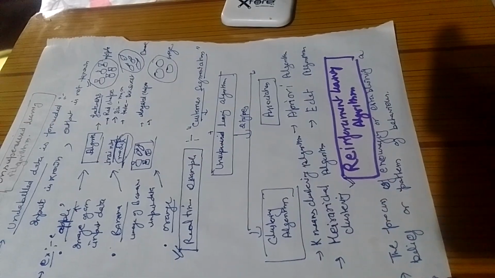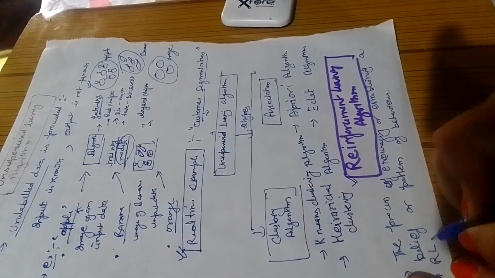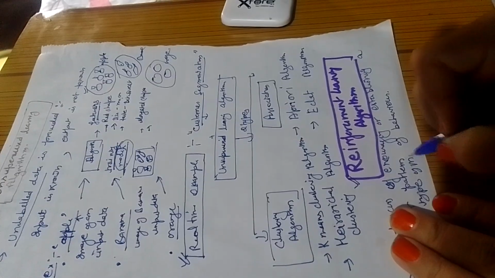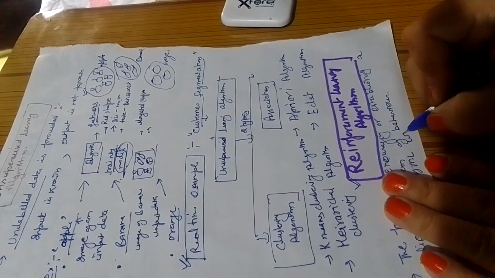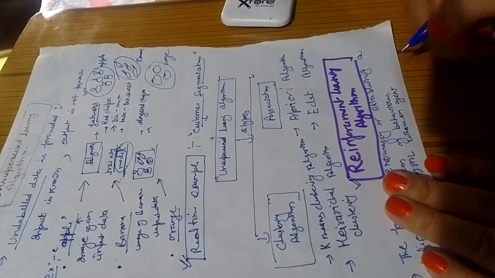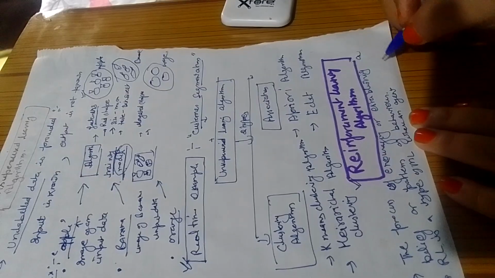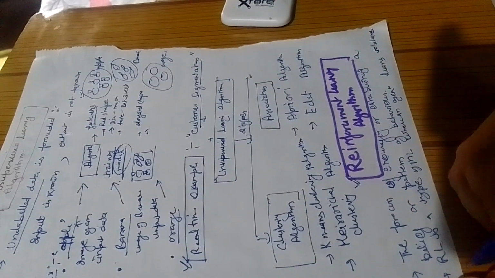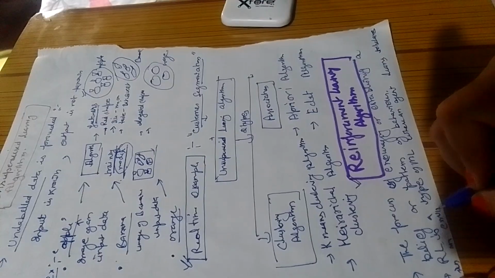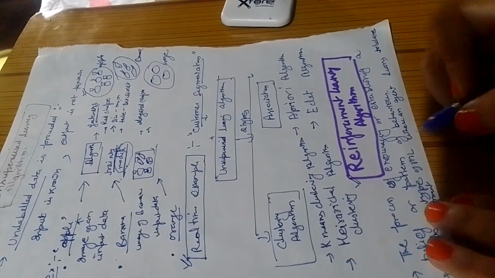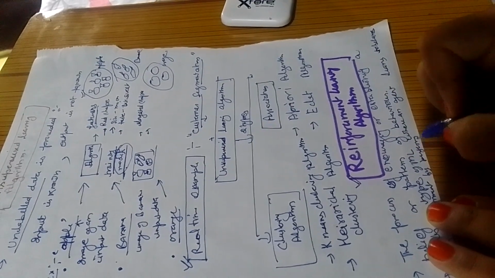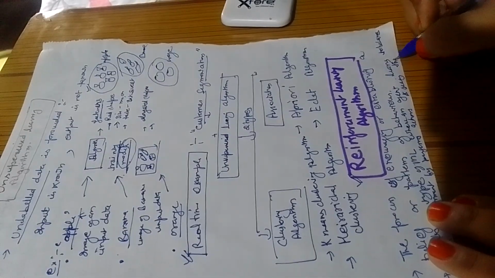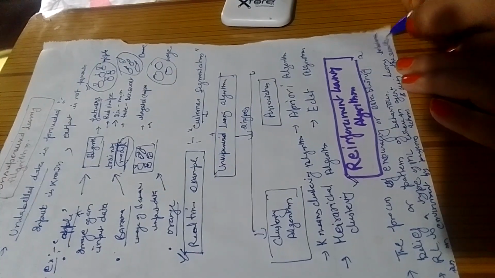So we can say that RL, reinforcement learning, is a type of ML, machine learning, where an agent learns to behave in an environment by performing actions and seeing the results. So what does that mean?